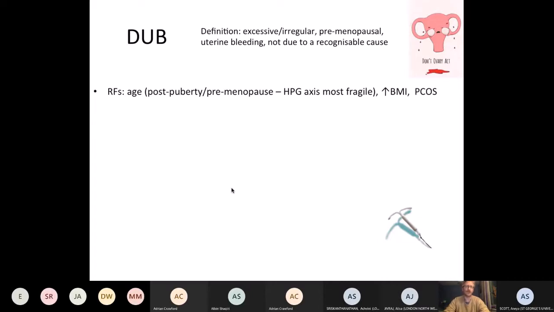So risk factors for this: certain age groups are more at risk. So immediately after puberty and immediately before the menopause is when the HPG axis is most fragile. So you're more likely to get endocrine irregularities that will predispose you to DUB. And then high BMI, because adipose tissue has a role in producing estrogen.